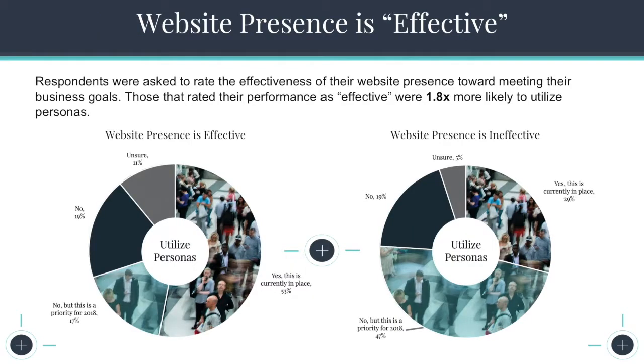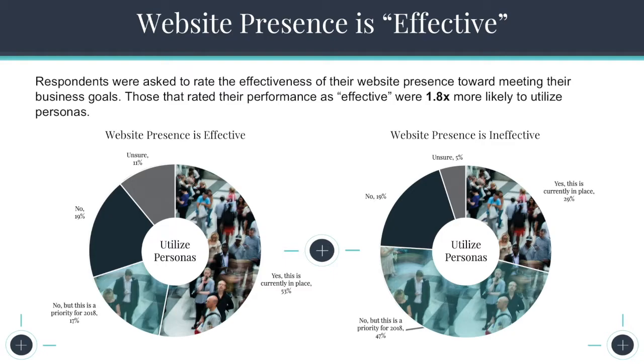The respondents to our State of Digital Marketing survey overwhelmingly voiced the value of using personas. For example, those that rated their website performance as effective were 1.8 times more likely to utilize personas. And you can see here that 53% currently have personas in place, with another 17% planning to implement in 2018. Interestingly, of our respondents who did not rate their website performance as effective, 47% indicate that personas are a priority for 2018. I think this emphasis on adopting personas indicates that this group understands how important personas are to their website presence.